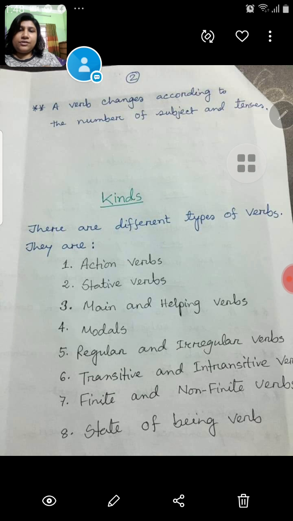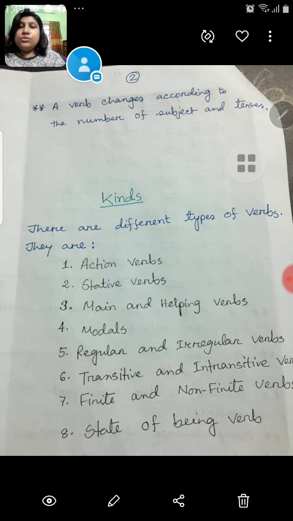They are action verbs, stative verbs, main and helping verbs, modals, that means modal auxiliary verbs, then regular and irregular verbs, transitive and intransitive verbs, finite and non-finite verbs, state of being verbs. So a lot of different types of verbs. Okay, so today we will try to learn which verbs are action and which verbs are stative.